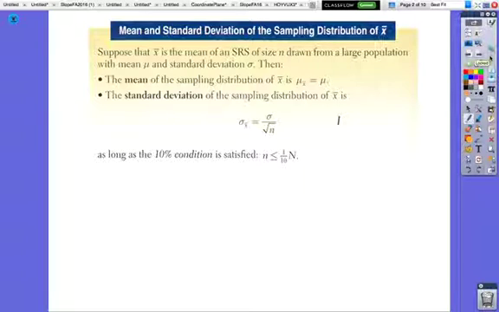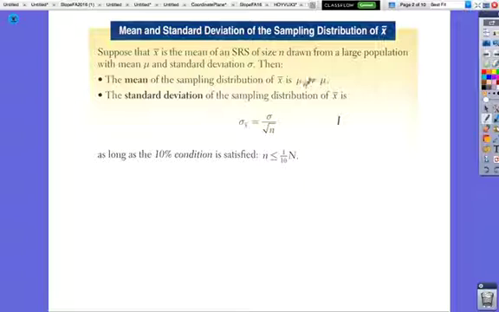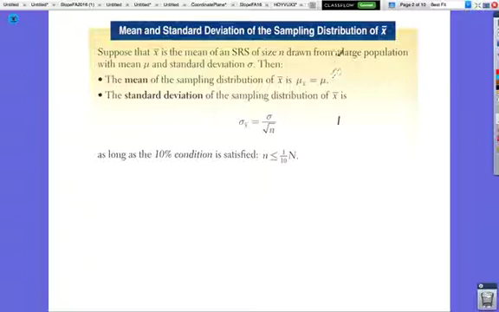Suppose that X bar is the mean of a simple random sample of size n drawn from a large population, and this large population has a particular mean, which we let be mu, and a standard deviation, which we let be sigma. Then the mean of the sampling distribution of X bar, the mean sub X bar, is going to be equal to the mean of the population.